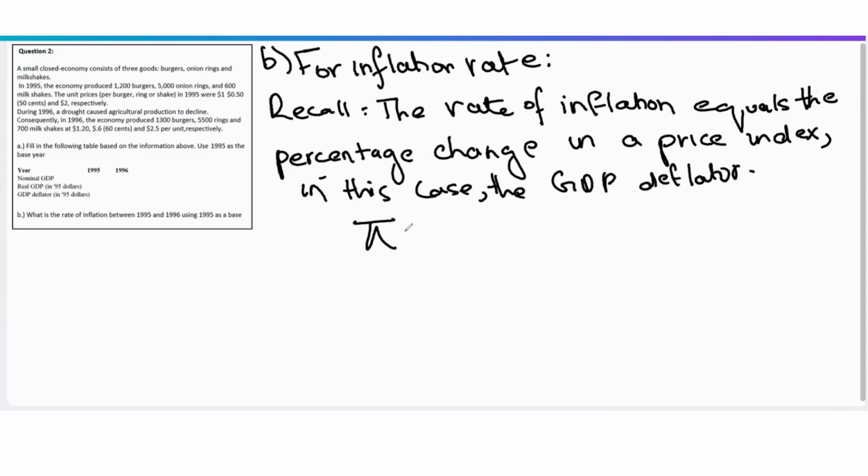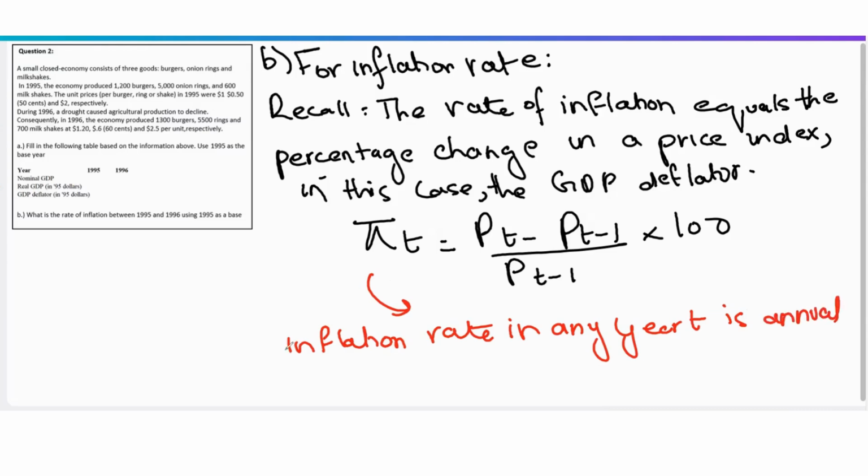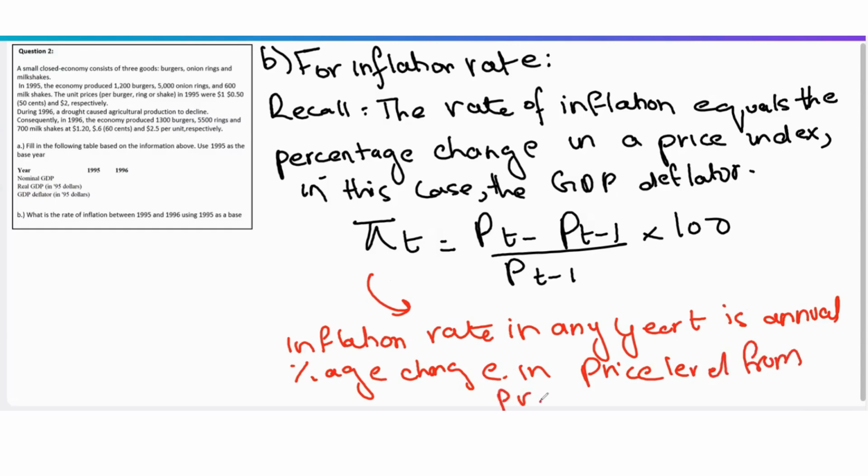The formula for inflation in year T is the price index in year T minus the price index in year T minus 1, divided by the price index in T minus 1, multiplied by 100. Keep this in mind when calculating the inflation rate in any year T: it is the annual percentage change in price level from the previous year. This is how we calculate the inflation rate.